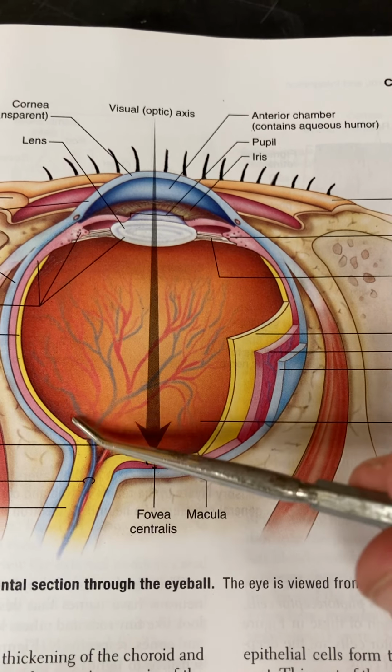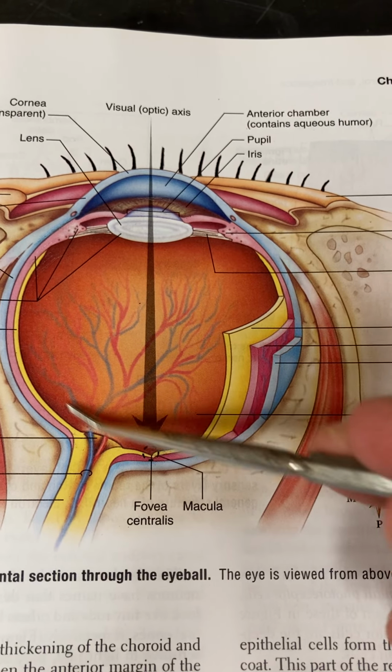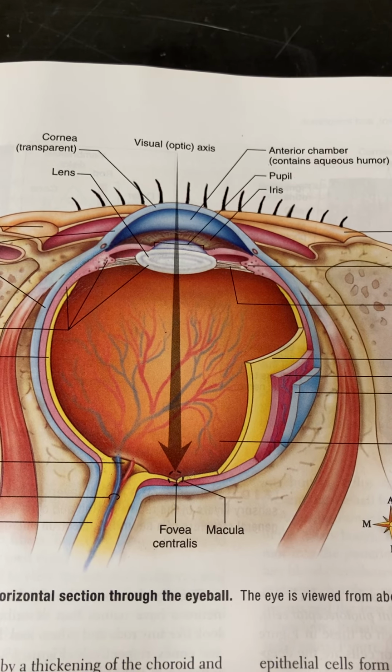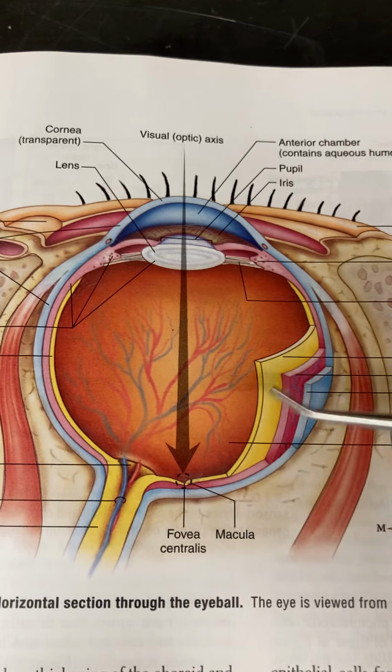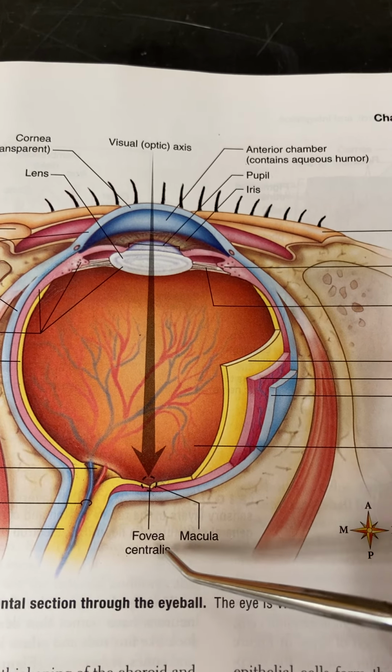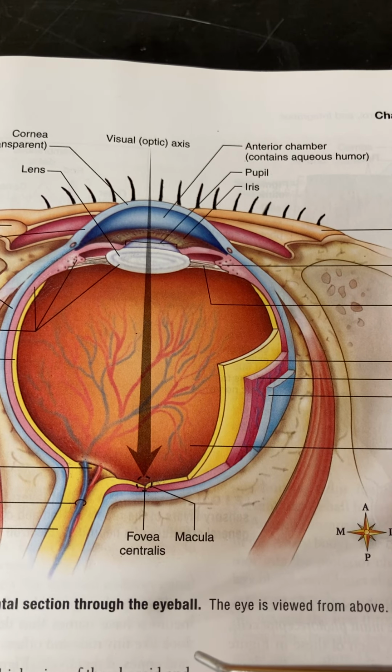Otherwise, the light's going to hit over here, which is mostly our rods. We're going to see more things in black and white, not quite as clear. Now, the center of the macula lutea is the fovea centralis, and that has even more cones.